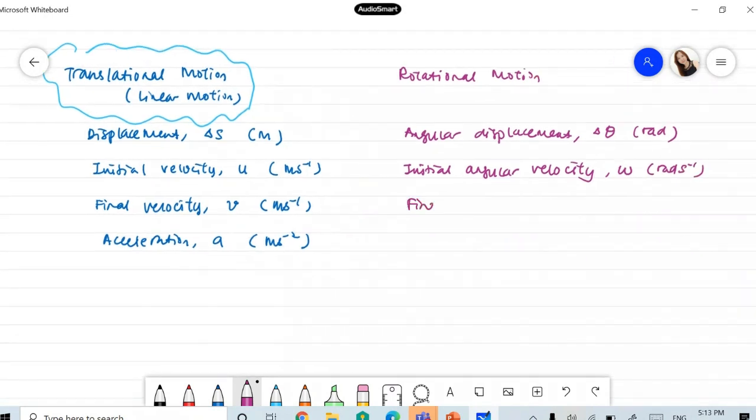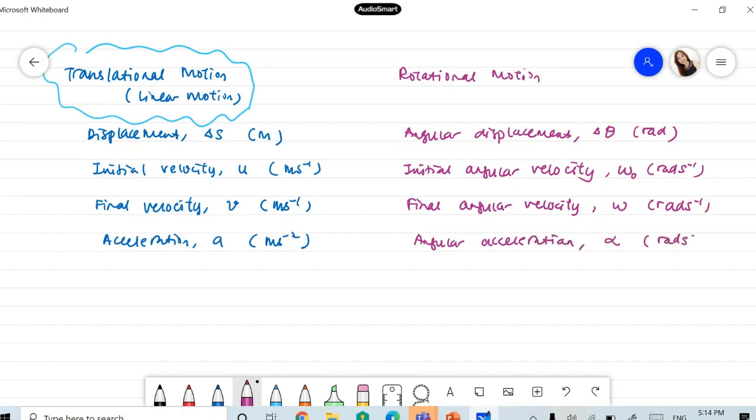Then we have the final angular velocity. To differentiate initial and final, for the initial angular velocity we usually use omega naught. For the final angular velocity, we just simply use omega, and the unit is also radian per second. However, for acceleration in rotational motion, we call it angular acceleration, which has the symbol alpha, and the SI unit is radian per second squared. These are the terms that we use in rotational motion.